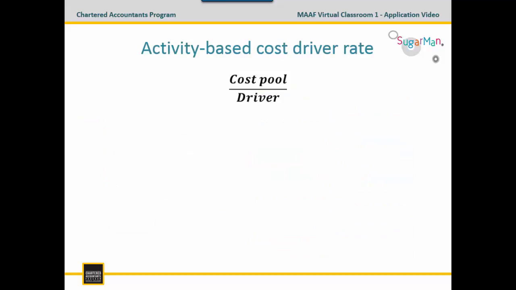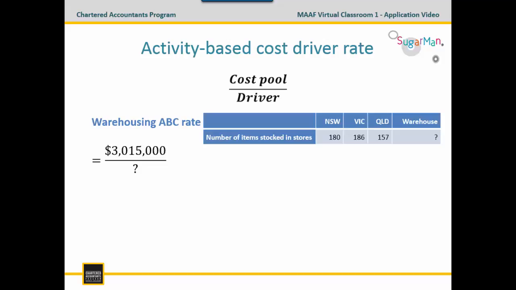Let's start with determining the activity cost driver rate for the warehousing cost pool. To calculate this, we would take the total costs allocated to the cost pool, being 3.015 million, and divide it by the activity driver, which we identified as being the number of product lines stored at the warehouse. But what is the number of product lines stored at the warehouse? We have statistics for the number of items stocked in each of the state stores. We know that the Victoria stores have the full product range, and this is therefore the total number of product lines stored at the warehouse.